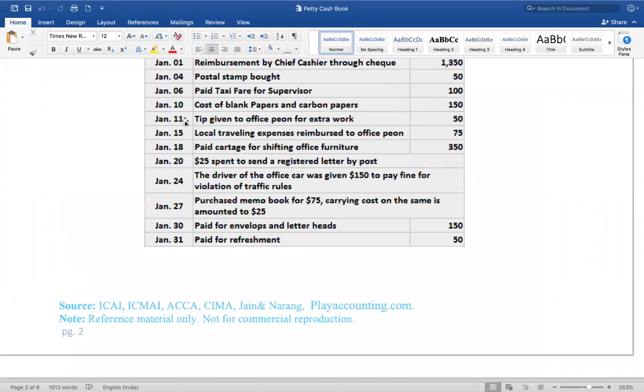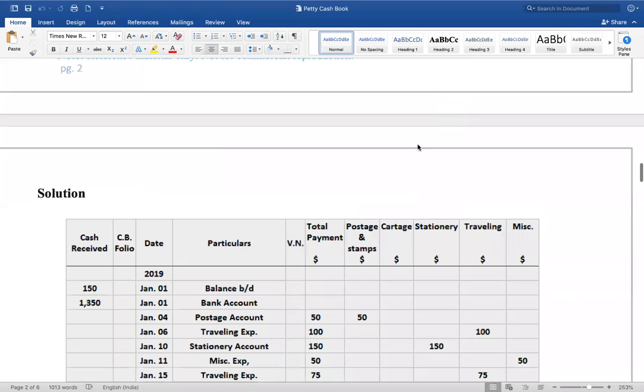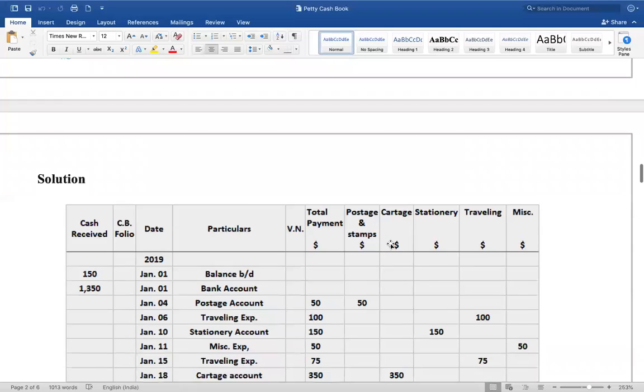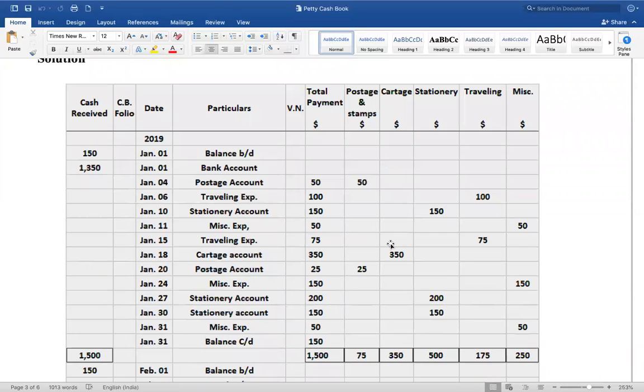On January 11th, tips given to the peon for extra work. He has done some extra work and you gave some tip, 50. What will you do with that 50? Where do you drop it? Miscellaneous. January 11th, miscellaneous expense, 50. You have dropped 50 under miscellaneous, and the same is taken in the total column, 50.